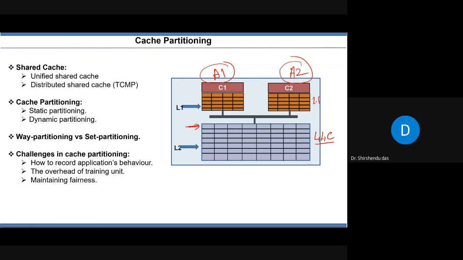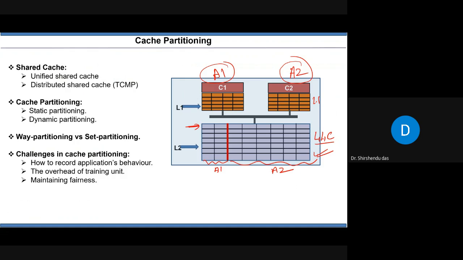To handle this, a concept is used in shared cache. Shared cache means this last level cache is shared among all the cores. The concept is called cache partitioning. So partition the cache among the cores. Maybe this is the partition, suppose. In that case, this partition is called way partitioning. Why way partitioning? Because we'll give only these two ways to A1 and the remaining ways to A2.